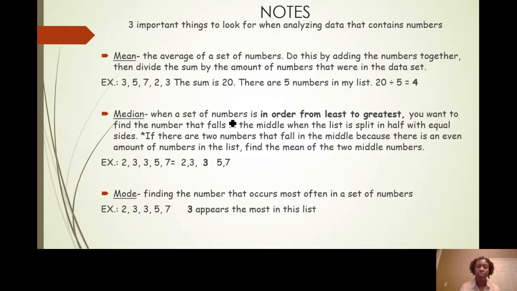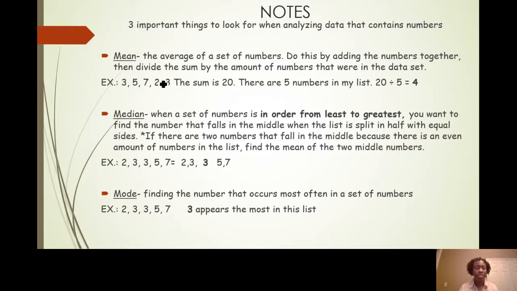Median, when a set of numbers is in order from least to greatest. This is very, very important. If your question is asking you to find the median of your data set, you have to put your numbers in order from least to greatest first. Once you do that, you want to find the number that falls in the middle when the list is split in half with equal sides.